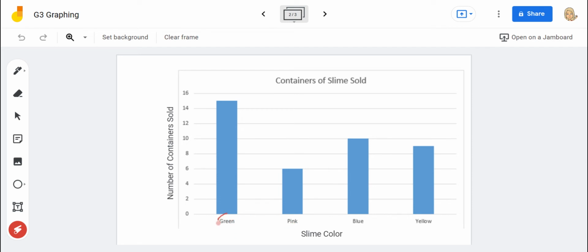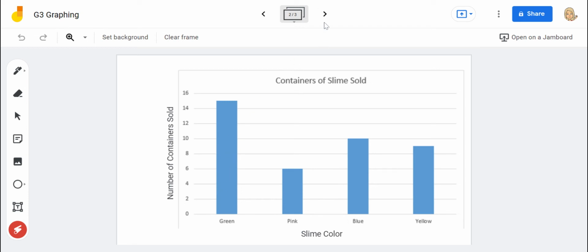Now let's look at green. When I look at green, I see that the bar goes all the way up in between two numbers. It doesn't stop exactly on a line. If I come over here, I can see it's between the numbers 14 and 16, and this bar is directly in the middle between 14 and 16. So I'm going to think, what number comes right in the middle of 14 and 16? Well, I know that's 15, so that tells me that there were 15 containers of green slime sold.